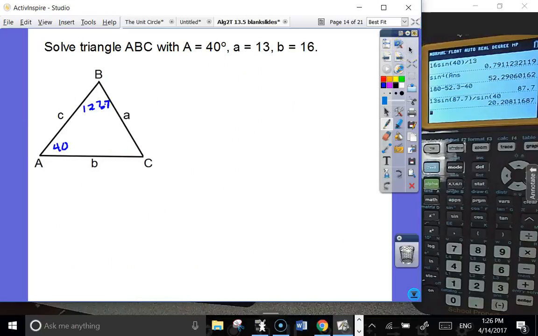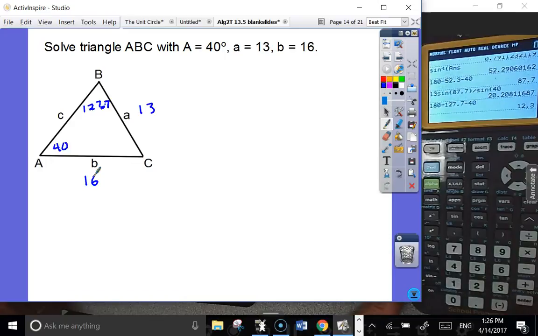Right, we've got the 127.7. I can still fill in the A was 13, the B was 16. I need to do 180 minus 127.7 minus 40, and now it's going to be 12.3. Okay, and so the only thing we need to fill in is the C.